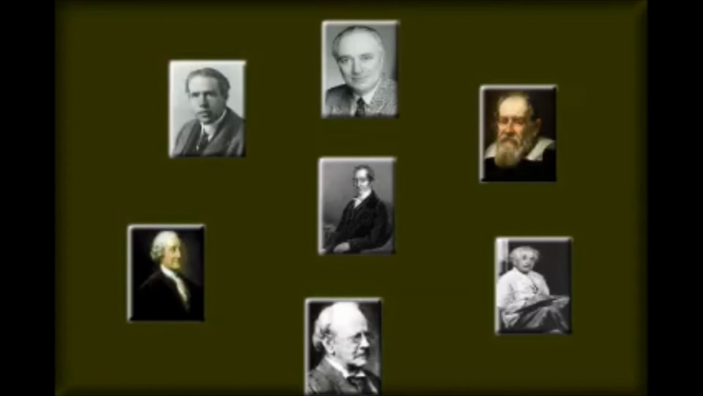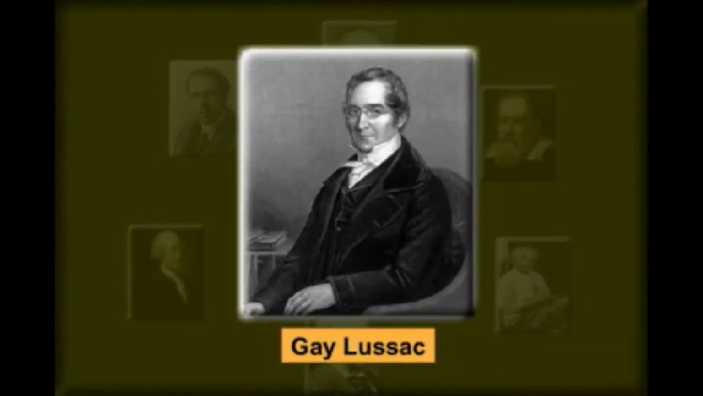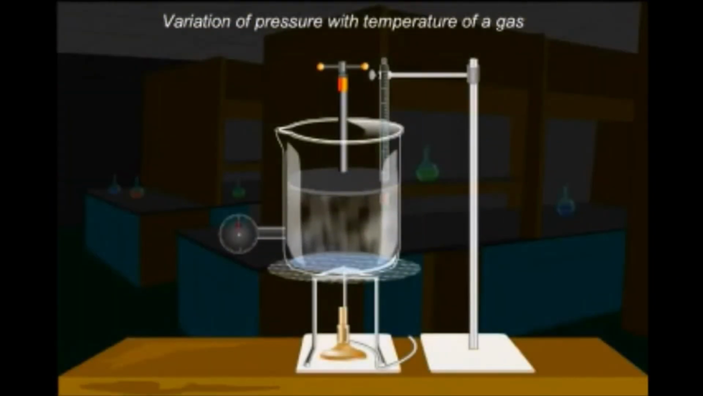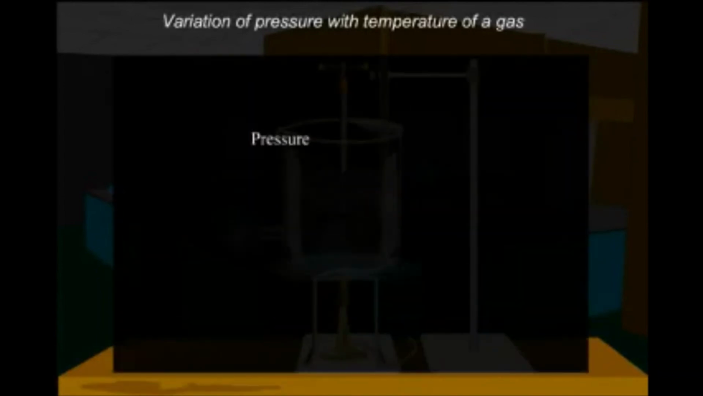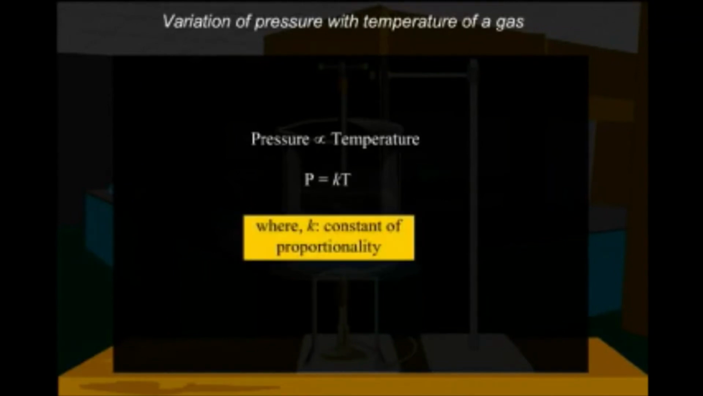Let us try to understand Gay-Lussac's law. Gay-Lussac experimentally studied the variation of pressure with temperature of a gas. Now let us consider a constant mass of a known gas at constant volume. When the temperature is increased, the pressure on the gas increases relatively. So what can we say about this? Pressure is directly proportional to temperature. So we can represent this as P is equal to KT, where K is the constant of proportionality.